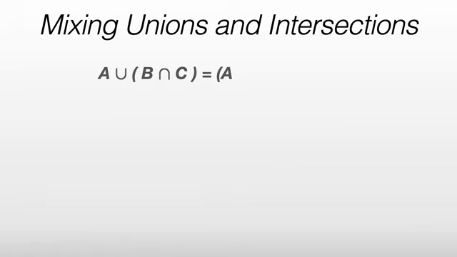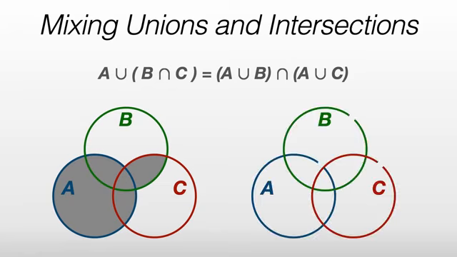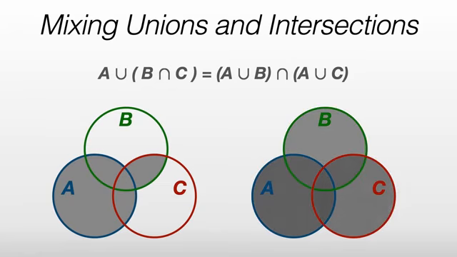We also have a couple of identities involving both unions and intersections. For 3 sets, A, B and C, taking the union of A with the intersection of B and C is the same as if we take the union of A and B and the union of A and C separately and then taking the intersection. This looks a lot like multiplying out the brackets, and so it's relatively easy to remember.